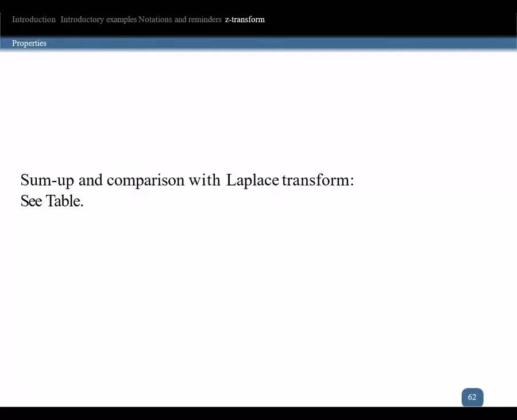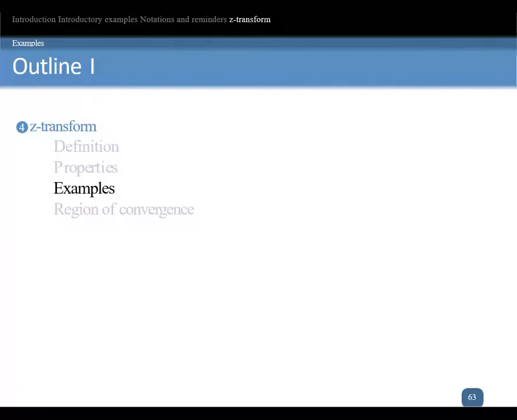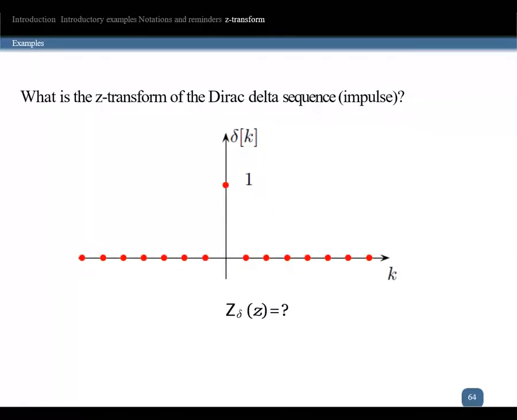Now for the comparison between the Laplace and the Z transform, we put some examples. Here they put the Dirac delta[k]. The Dirac has a value only at k equal to 0. The rest will be 0.